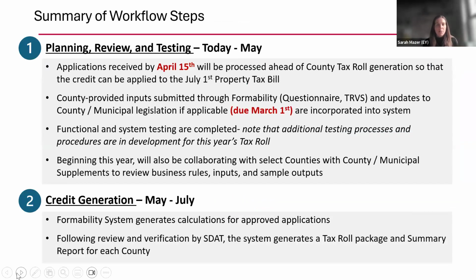Now to talk through some of the steps that are taking place between now and the beginning of July. Firstly, all of the applications that are received by April 15th will be processed by the tax credits program team ahead of your county's tax roll generation so that this credit can be applied to the July 1st property tax bill.